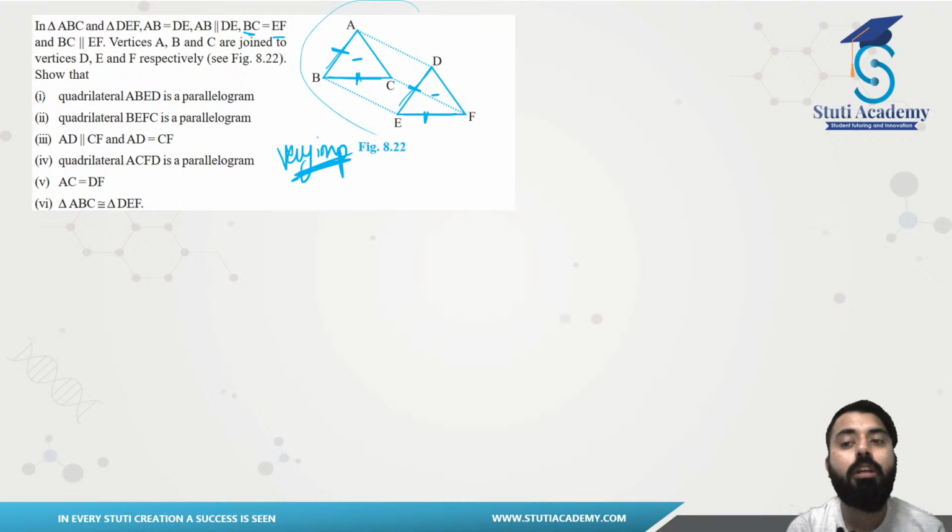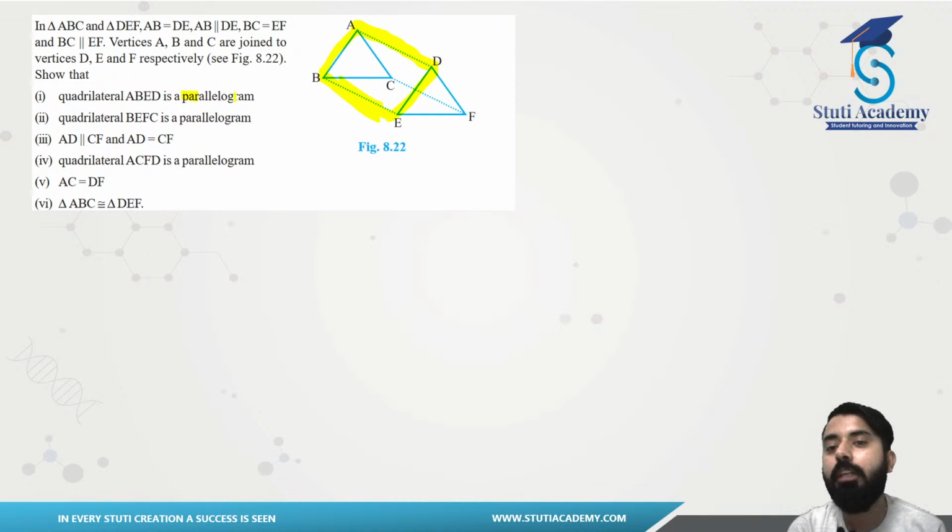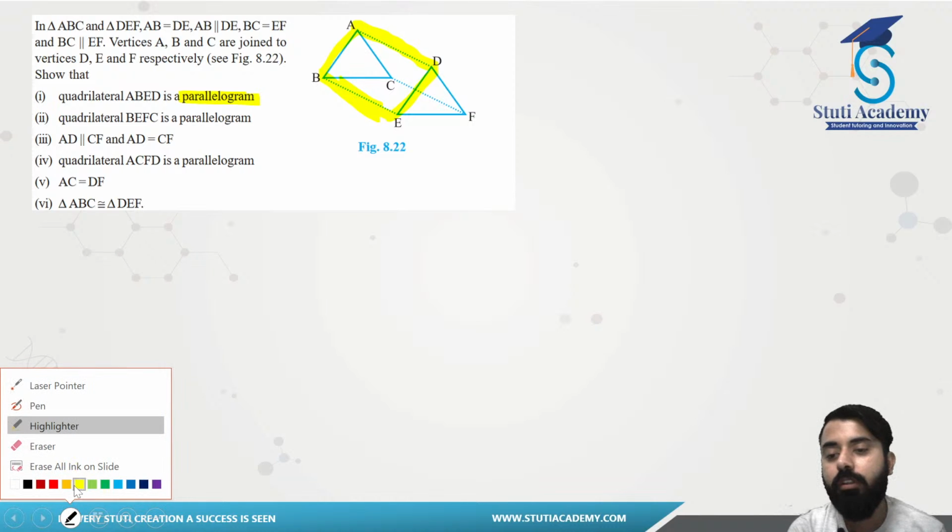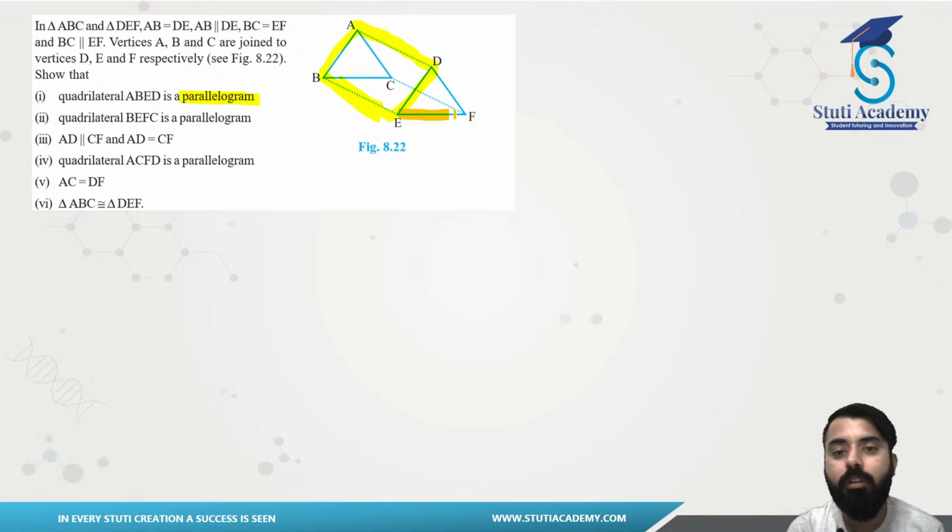What do we have to do? We have to prove ABED, let me just use the highlighter here, that means this part, this figure, this quadrilateral is a parallelogram. Then we have to show BEFC, which is this portion right here, as a parallelogram as well.